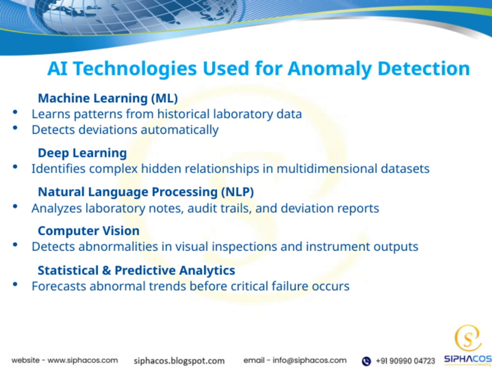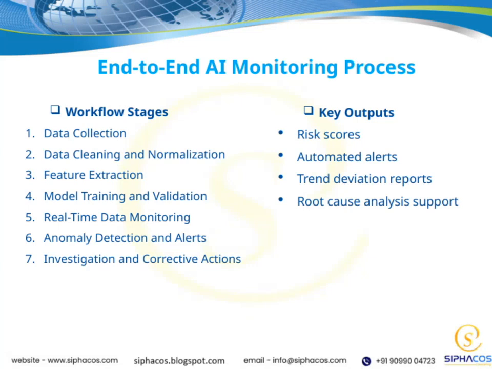Finally, statistical and predictive analytics allow us to forecast abnormal trends before a critical failure occurs. By predicting these issues early, we can take proactive measures to maintain quality and safety. Altogether, these AI technologies work synergistically to enhance our anomaly detection processes, supporting the overall theme of improving reliability and precision in laboratory operations.